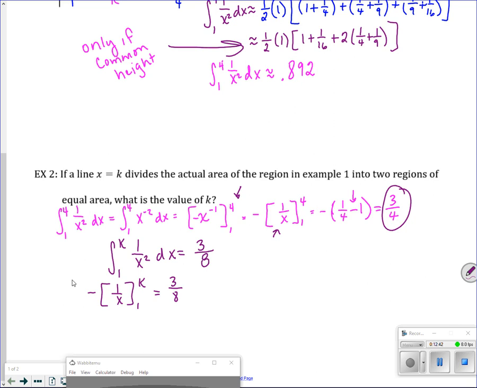So let me keep going here. So I'd have the opposite of 1 over k minus 1, and it probably would make sense. Instead of having that negative there, are you with me that I could pop that to the other side, and that would be equal to negative 3/8? I think we're good with that. So then what?